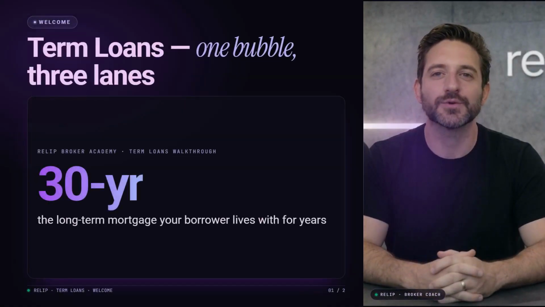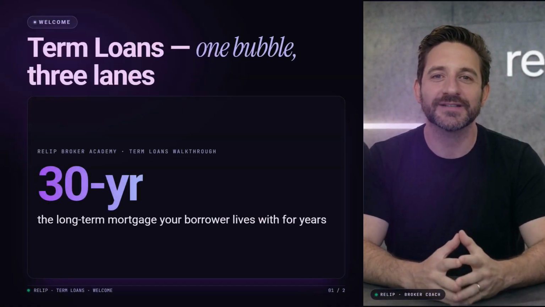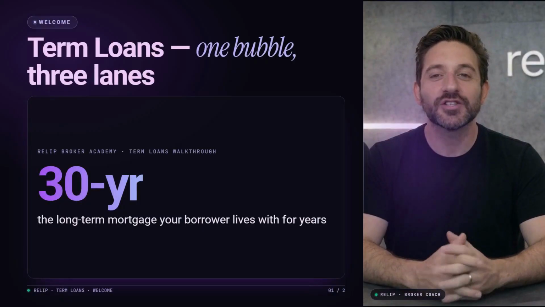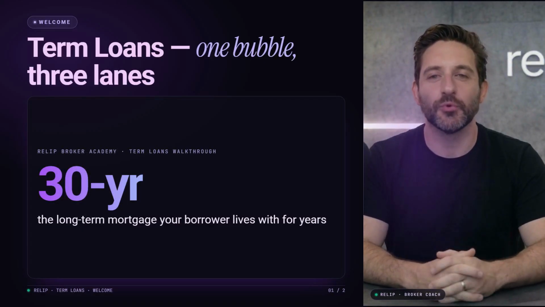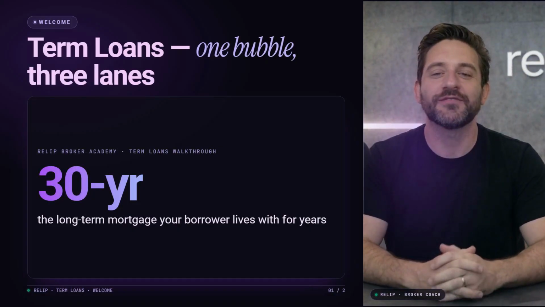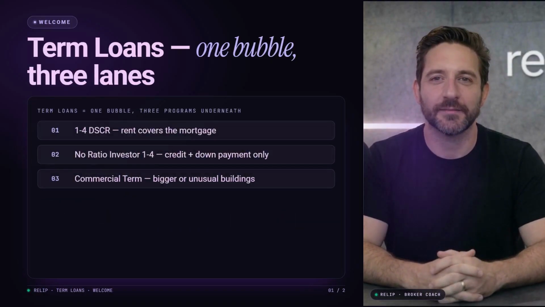Welcome to the Term Loans Walkthrough. Before we touch the pricer, let me set the scene. A term loan is a long-term mortgage on an investment property, typically 30 years. Unlike fix and flip or bridge, this isn't short-term money. This is the loan a borrower lives with for years while they collect rent on the property.